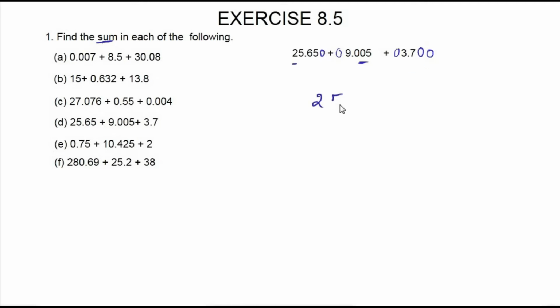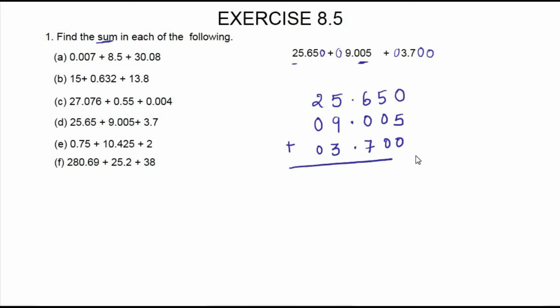Now let's add the numbers 25.650, then 09.005, then 03.700. Always keep in mind, write down the decimal point just below the decimal point. So here 0 plus 5 is 5, 0 plus 0, again 5, 6 plus 7, that is 13, 1 carry. Just note down the decimal point as it is. Then 1 plus 5 is 6, 6 plus 9 is 15, 15 plus 3 is 18, 1 carry, 1 plus 2 is 3. So the answer for the fourth question is 38.355.